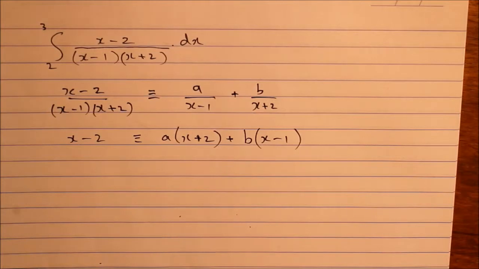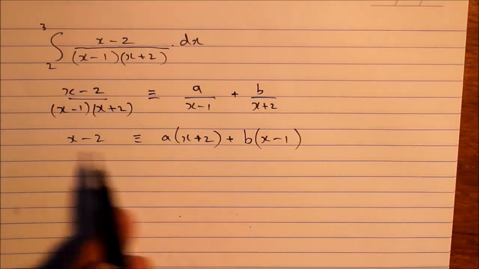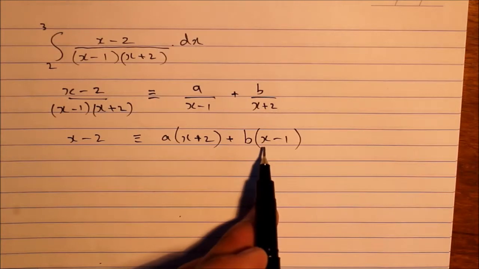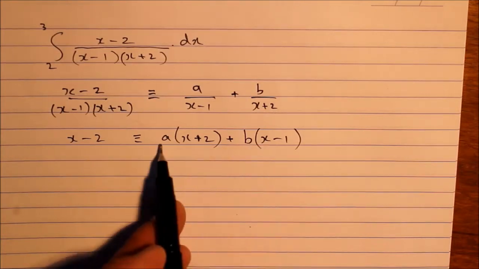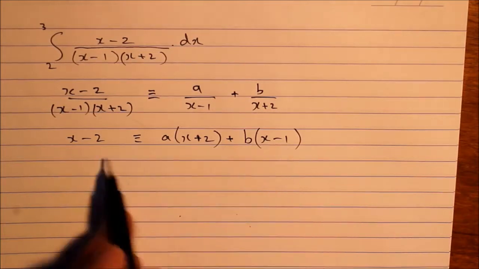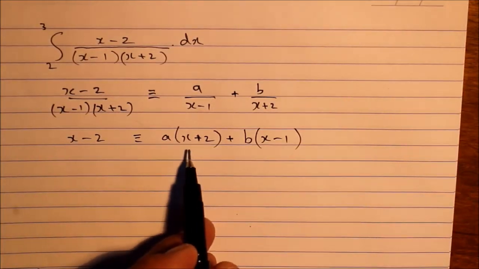The other way, just to mention, because this could make it a bit easier sometimes, is that because this has to always equal that, the coefficient of x is 1 on the left hand side, the coefficient of x has to be 1 on the right hand side, so a plus b has to equal 1, and 2a minus b has to equal minus 2, so you could solve it that way, but it's normally easier just to sub in.